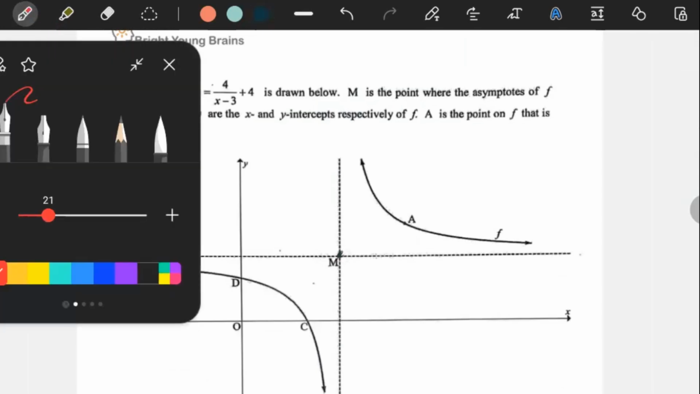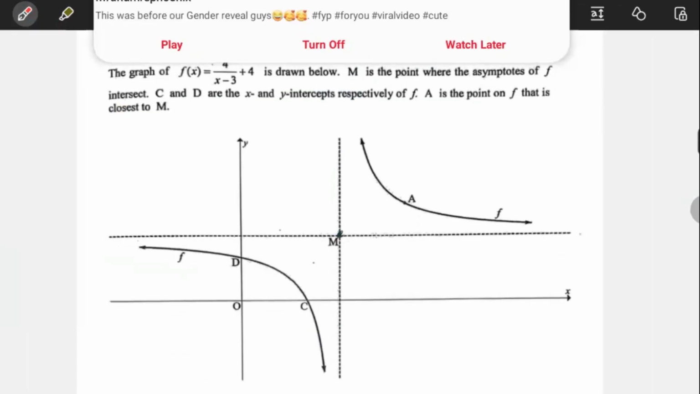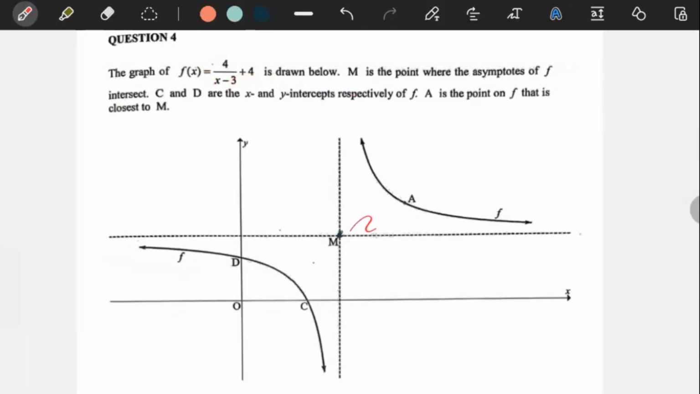M is a point where the asymptotes of F intersect. Then it says C and D are the x and y intercepts respectively of F. A is a point on F that is closest to M.